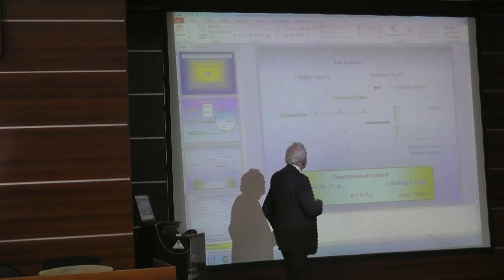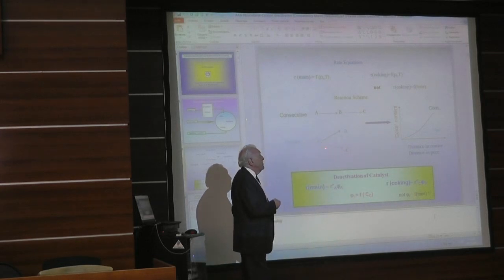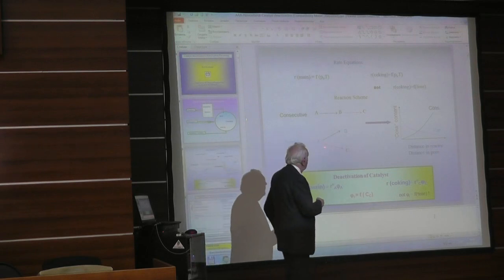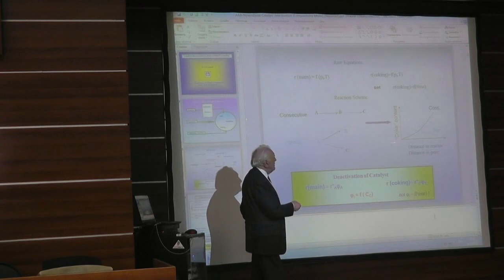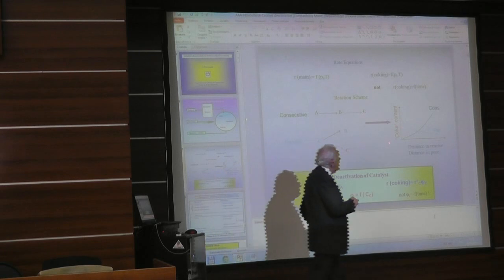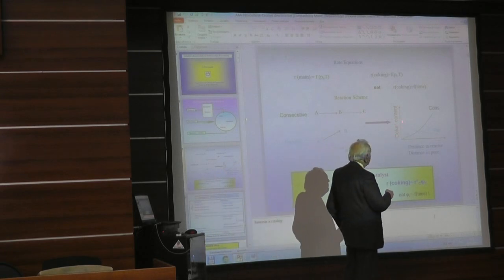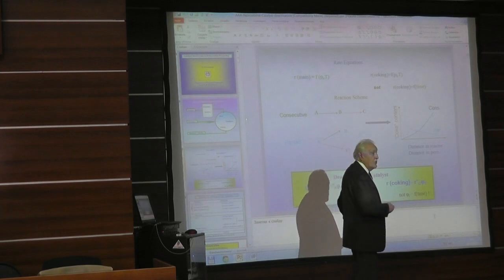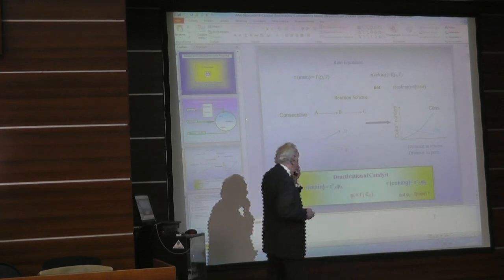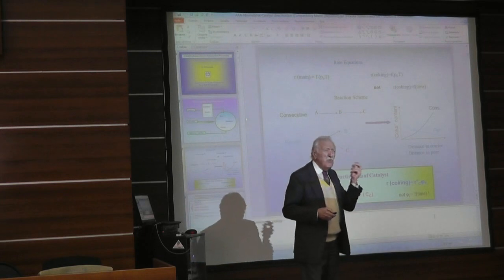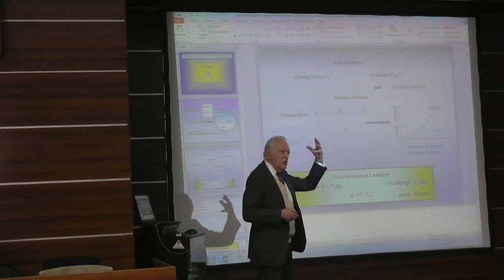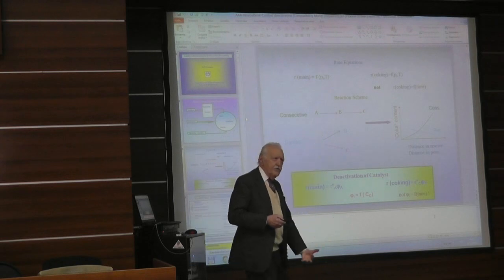On the other hand, if the coking occurs by a reaction which is parallel to the main reaction A goes to B, then the coking will be maximum at the inlet of the reactor, because that is where I have the maximum A, and the coke will decrease through the tubular reactor. So this is extremely important. Coke is not deposited uniformly in a gradient reactor.